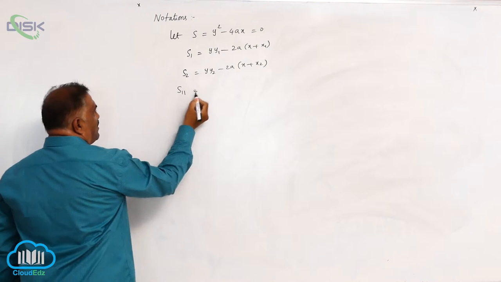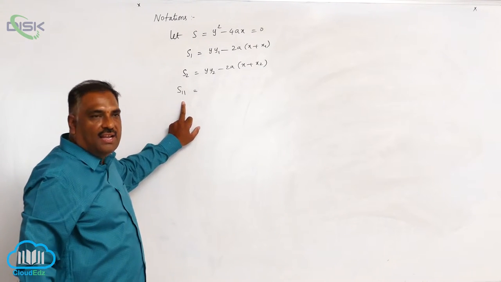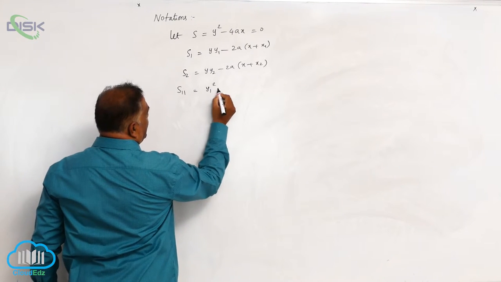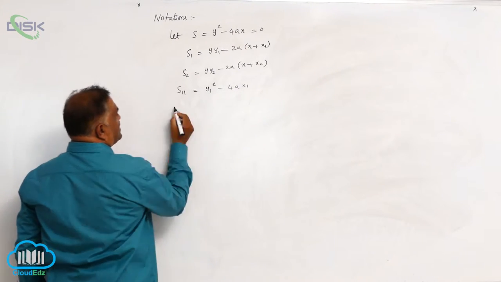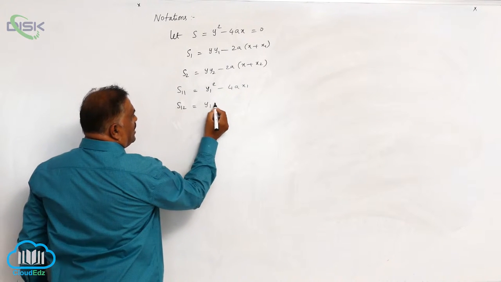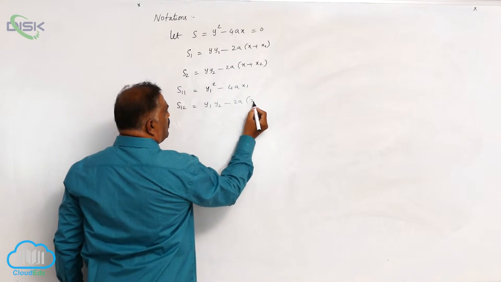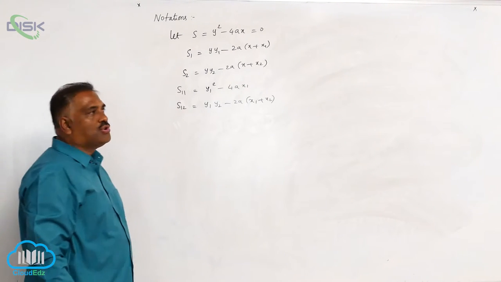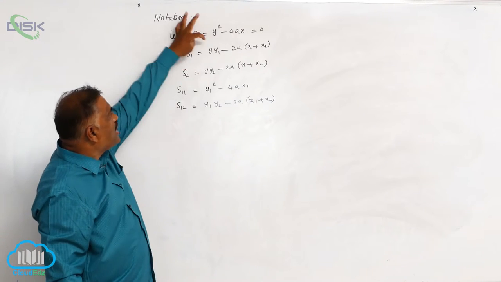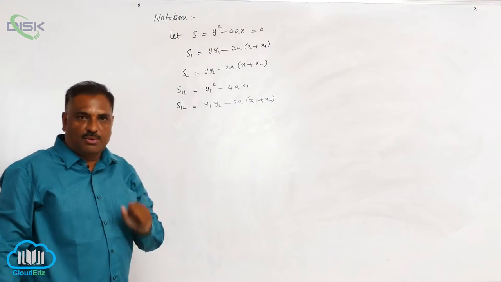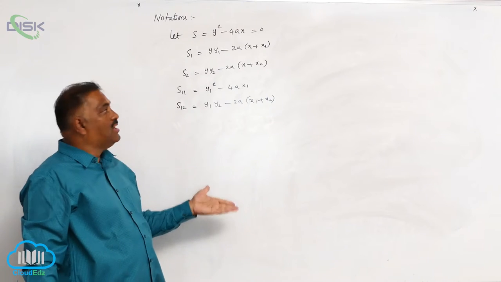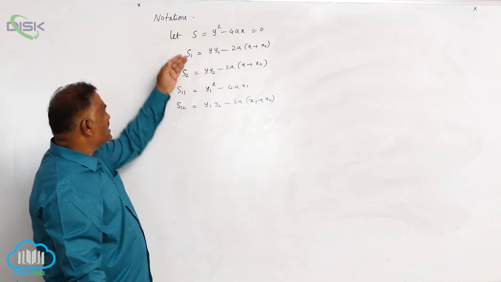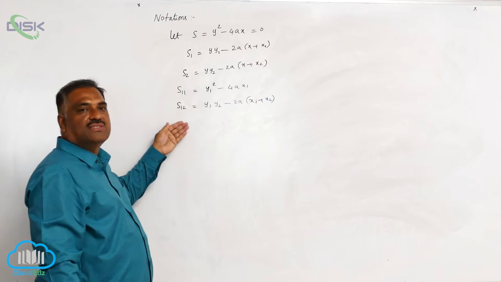If it is S11, substitute the point (x1, y1) in both the x and y values. It is y1² − 4ax1. S12 means y1y2 − 2a(x1 + x2). So in the coming days we are going to use these notations throughout this chapter on parabola. S = 0 denotes the standard equation of parabola, along with S1, S2, S11, S12.